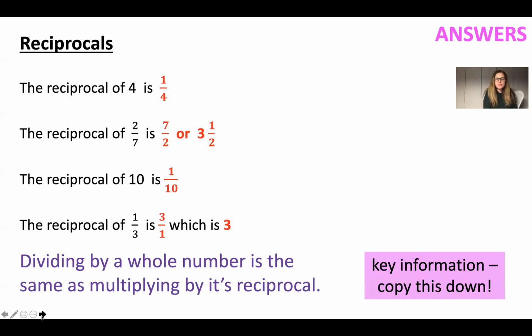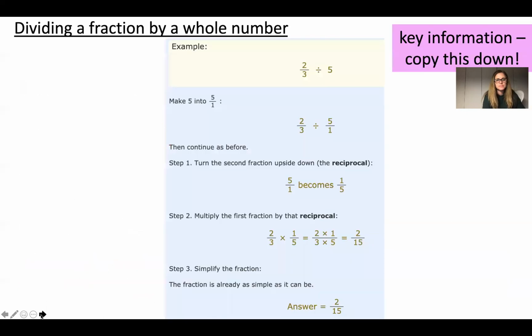So the reciprocal of 4 is 1/4. The reciprocal of 2/7 is 7/2, or we could convert it into a mixed number, 3.5. The reciprocal of 10 is 1/10. And the reciprocal of 1/3 is 3/1, which obviously we can write as 3. Again, you should have this sentence written down in your notes. You don't need to write it down again. Again, you shouldn't need any of that, but it's there just if you ever need to look over it again as reference material.